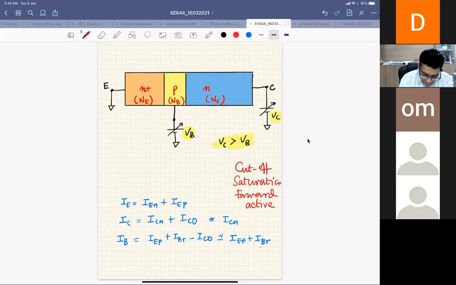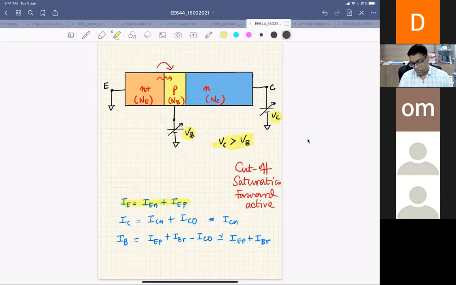The operation is, we inject electrons from emitter to base. These electrons diffuse in the base, and the moment they reach the base collector junction, they're collected, because there is a very high electric field. We also looked at the different current components. The emitter current has two components. One is electrons injected from emitter to base, and the other is holes injected from base to emitter. So I have IEN and IEP, the current because of electrons and the current because of holes.